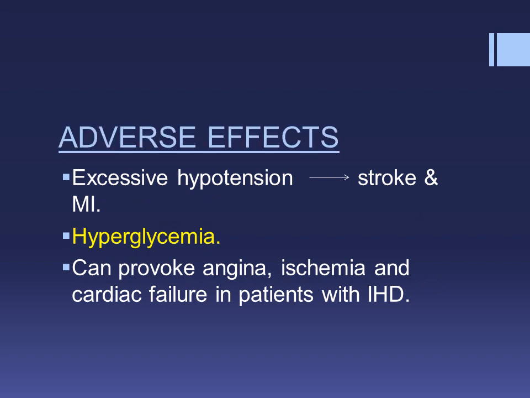Adverse effects of diazoxide are excessive hypotension, which can precipitate stroke and MI, and hyperglycemia. You know why it is causing hyperglycemia, because it is inhibiting the release of insulin. It can provoke angina, ischemia, and cardiac failure in patients with ischemic heart disease. That is because of its compensatory mechanisms. If a patient already has heart failure and compensatory mechanisms are awoken and tachycardia occurs, the load on the heart increases, the work load increases, so it can precipitate these conditions. So that is why vasodilators should be given with other two drug groups, which are diuretics and beta blockers.